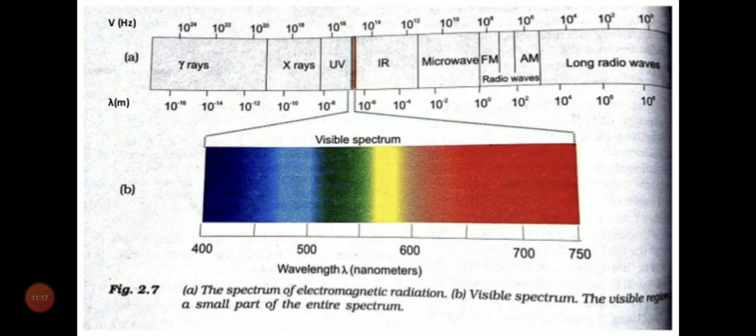So these are different types of waves with different wavelength and frequency, and when we arrange them in a well established order, we call it the electromagnetic spectrum. And the visible spectrum is a part of this electromagnetic spectrum with a frequency around 10 to the power 15 hertz and wavelength around 400 to 750 nanometer, and 1 nanometer is 10 to the power minus 9 meter.